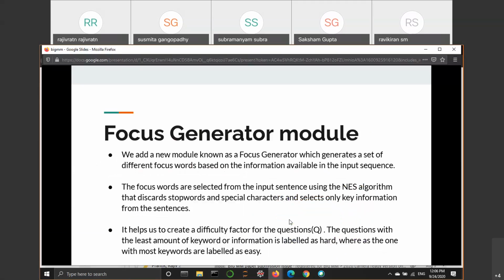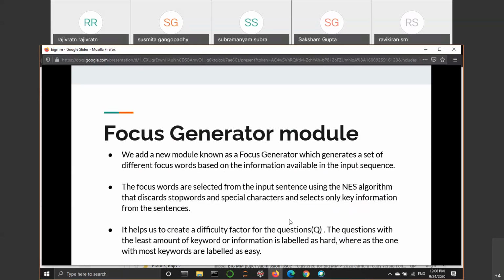Okay, the focus generator model is a model which generates a set of different focus words, or we can say keywords or important words, based on the information available in the input sentence. We select these focus words or keywords using an NES algorithm, which extracts stop words and other unusable words and special characters, and selects only key information from the sentences.